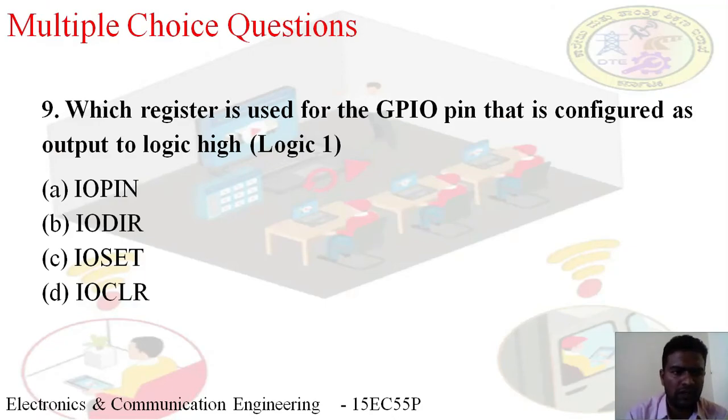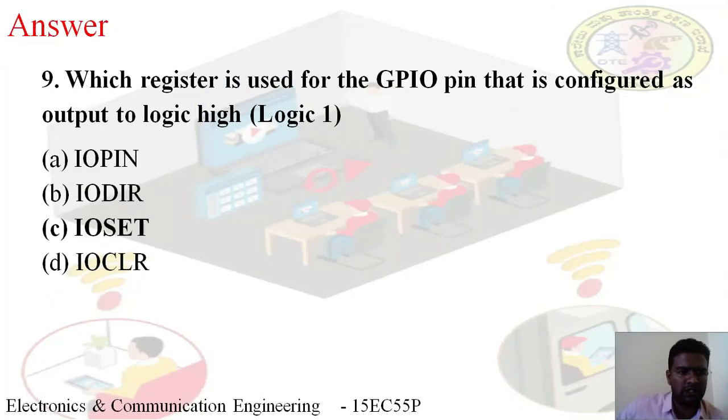Ninth question, which register is used for the GPIO pin that is configured as output to logic high, that is logic 1. Option A IOPIN, option B IODIR, option C IOSET, option D IOCLR. The answer is option C, IOSET.